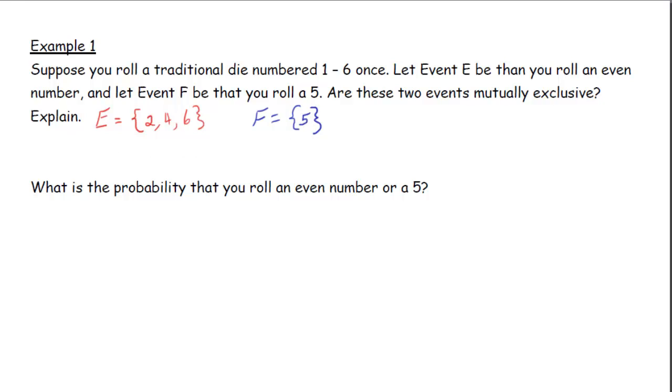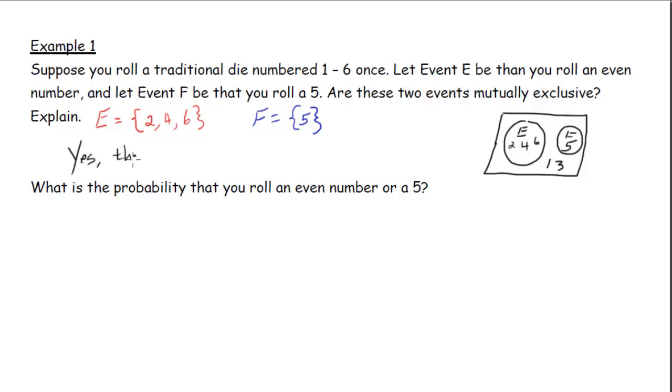So now, are these two mutually exclusive? Could it happen that I roll an even and a 5 at the same time? Well, if I'm rolling one die, no, these are completely separate. Let's see if we can draw our Venn diagram. This might help a bit. So here is our even, and in here we have 2, 4, and 6. Here is event F, and the only number in here is a 5. And then I have 1 and 3 out here, which are in neither of these groups. Are these two mutually exclusive? Yes. They can't happen at the same time. Or you can think of these two groups as separate.